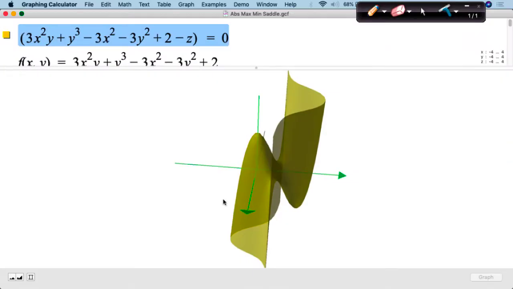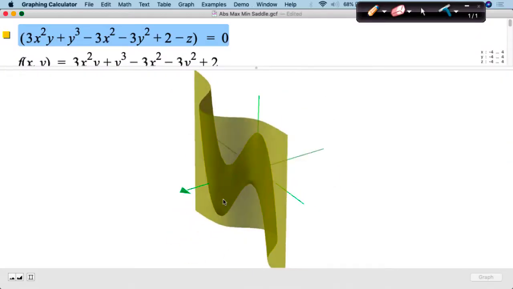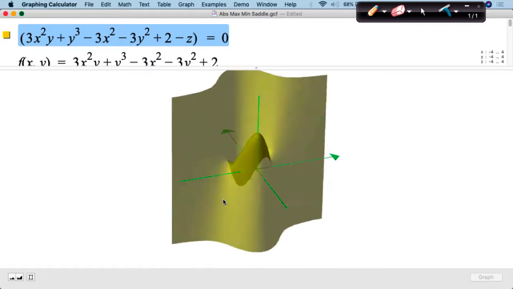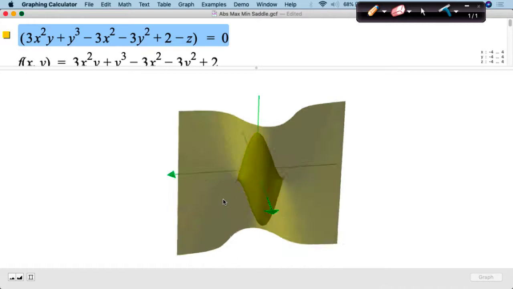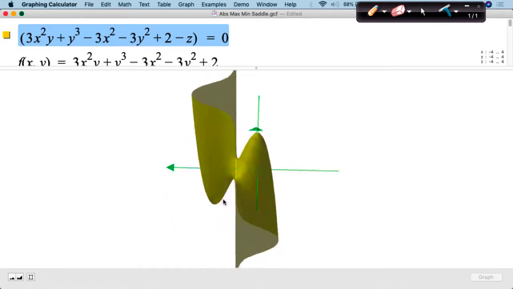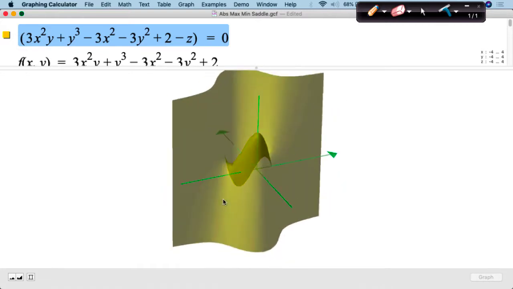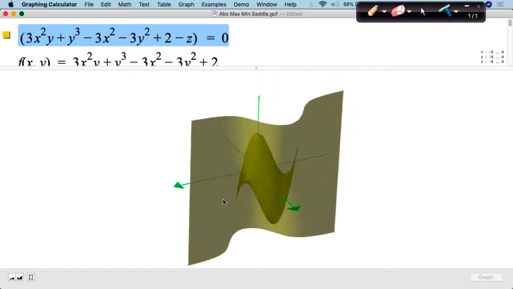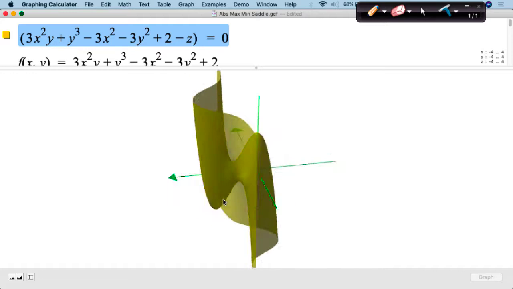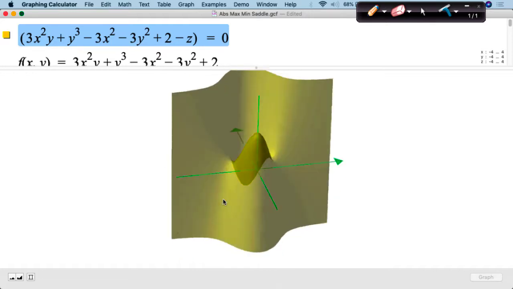This one you can count. So how many local max, local min, and saddle points? How many local max, local min, and saddle points? That's a reasonable question. Go for it. Talk about that. It's like two sides.